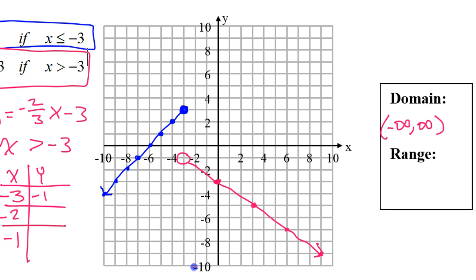Now the range is how far the graph goes from bottom to top. So this graph goes from negative infinity, because it goes down forever, up to this height, which is at 3 on the y-axis. So negative infinity to 3. And we'll put a square bracket on it. That's a closed circle. It touches 3, so it's included.